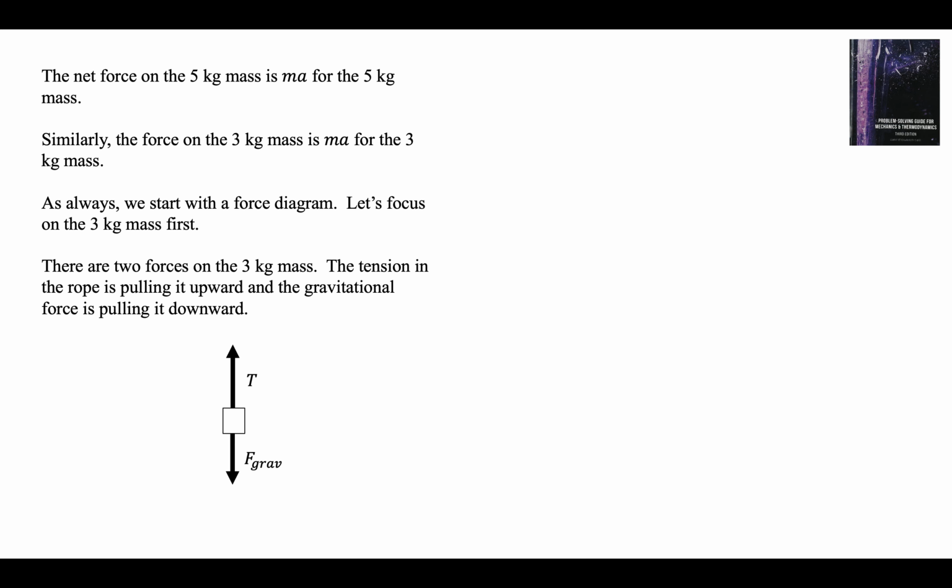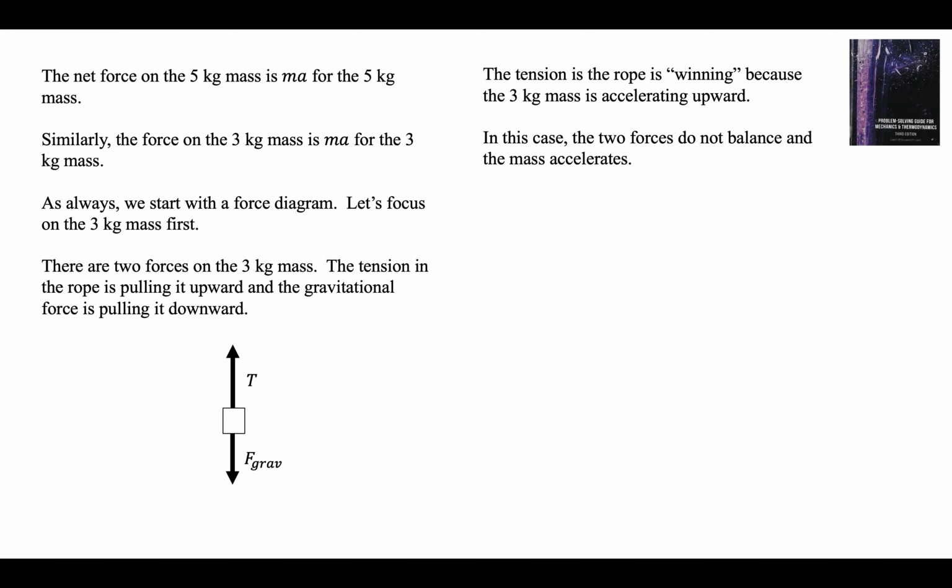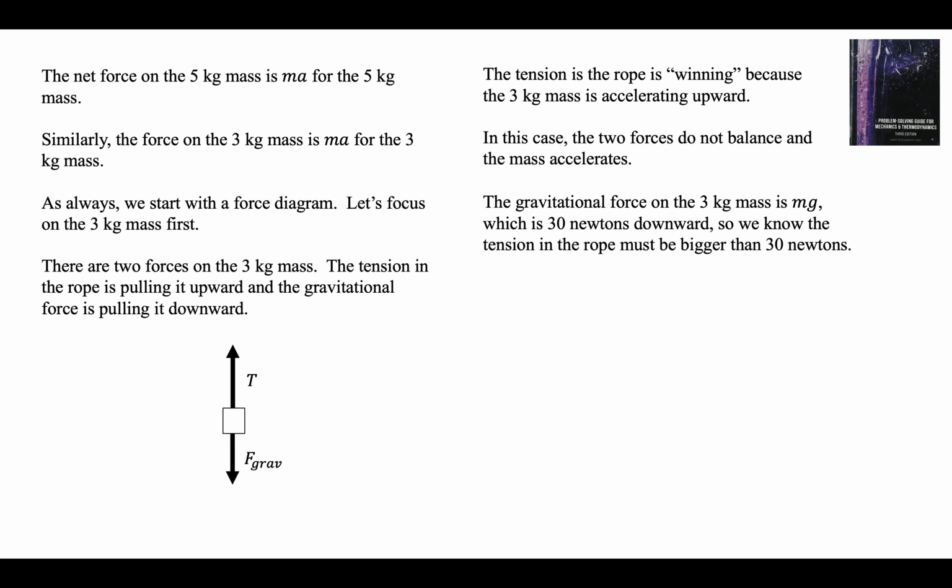The 3 kilogram mass does not know about the 5 kilogram mass. The only thing the 3 kilogram mass knows is the rope. The rope's pulling on it. Gravity's pulling on it. These are the forces on the 3 kilogram mass. We know tension is bigger than gravity. It's accelerating upward. The gravitational force on a 3 kilogram mass is mg, and that's 30 newtons downward. So we have 30 newtons pulling downward, tension's pulling upward, and tension's winning. So we know the tension must be bigger than 30 newtons.